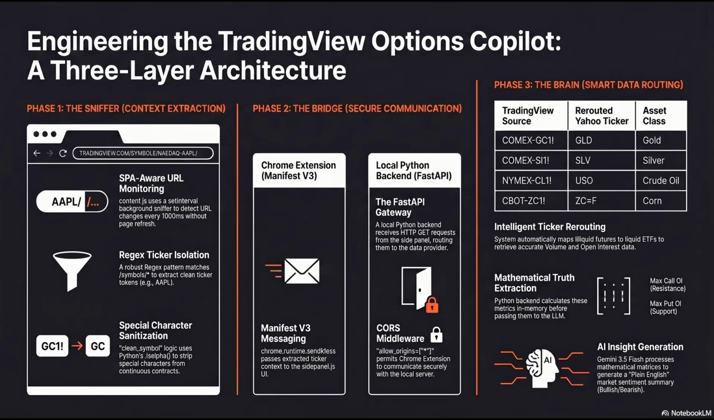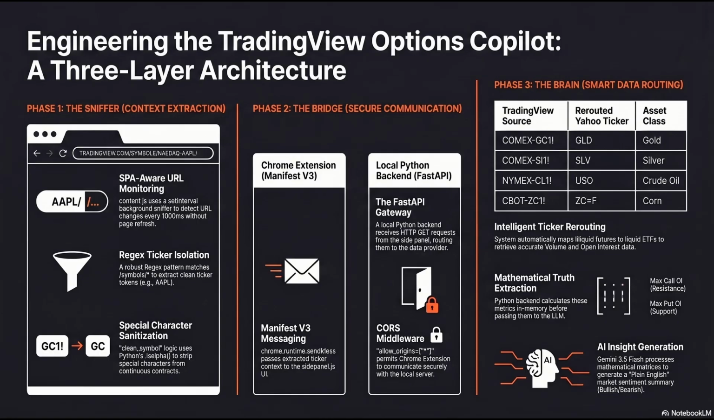I compare this to a security system. Relying on a click listener is like installing a magnetic sensor on a window. It works perfectly unless the burglar figures out how to cut the glass without separating the magnet. Right. But the SPA sniffer, that is like paying a guard to physically walk the perimeter every single second, checking the physical locks. It requires slightly more effort from the guard, but it guarantees that nothing, absolutely nothing, slips by.